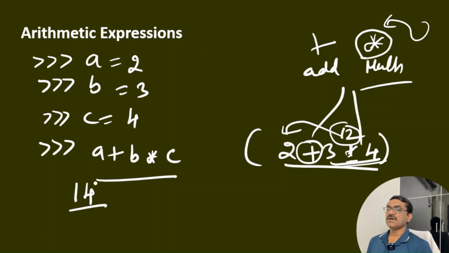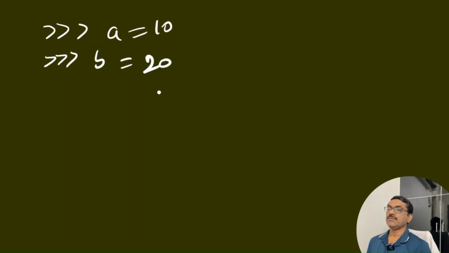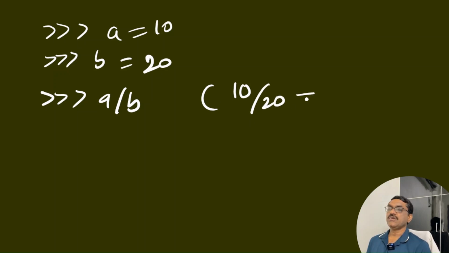Now take another example. A is equal to 10 and B is equal to 20. Now if you say A by B, what is the value? A value 10 and B value 20. You are expecting the value as 0.5, right? The value is 0.5. Whenever you press enter here, you obtain the result 0.5.